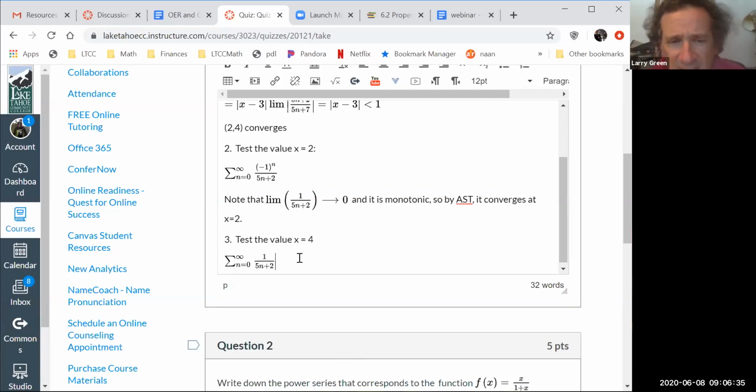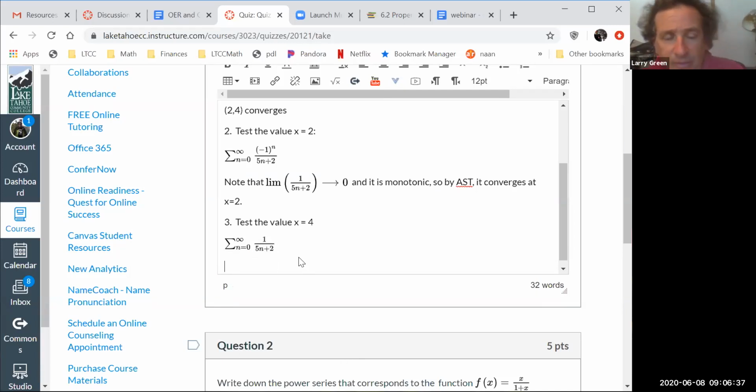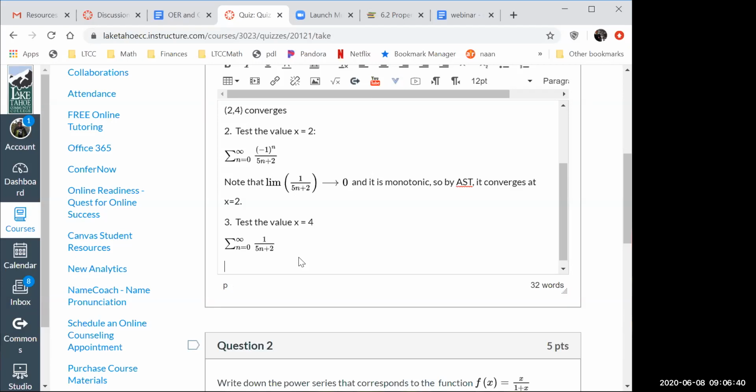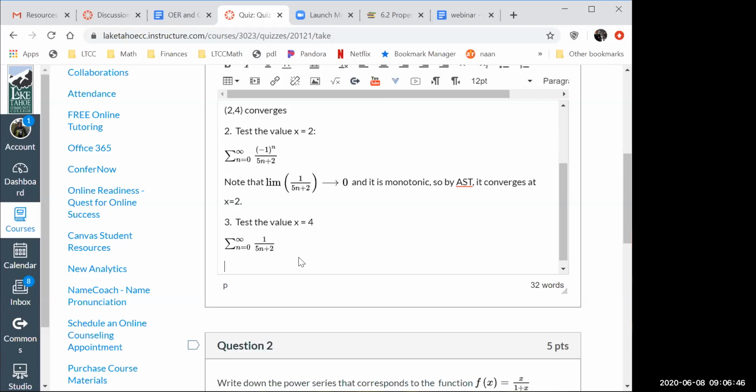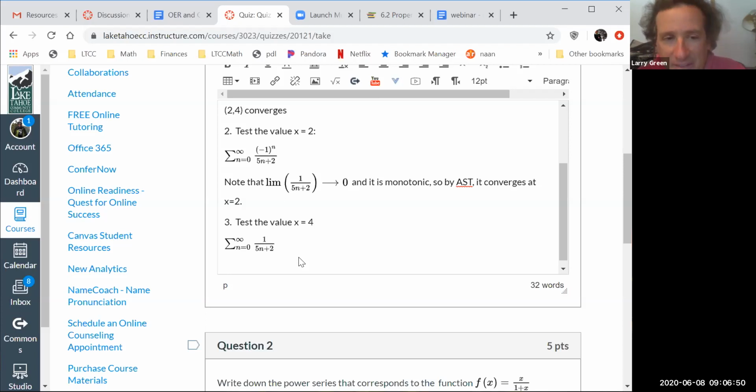Okay, what test can we use now? Comparison test. Not just comparison test. Comparison to the harmonic series. It's the limit comparison test. See, the problem is that if you use just the comparison test, then 1 over 5n plus 2 is smaller than 1 over n. So the comparison test doesn't work. The limit comparison test works. Does that make sense?